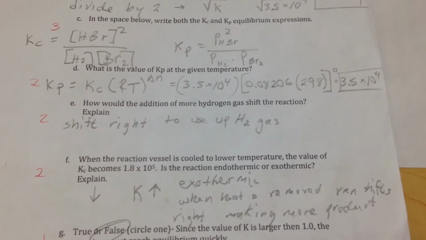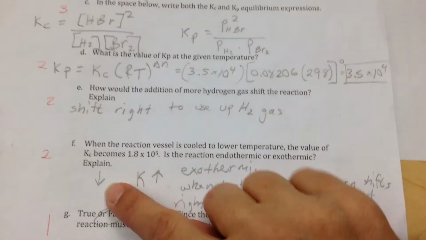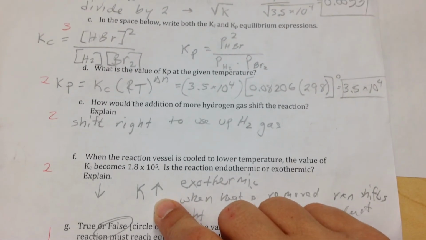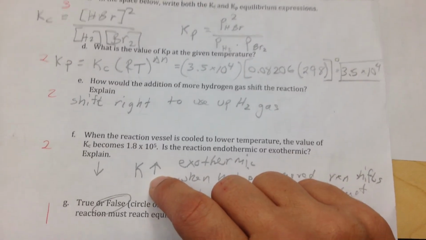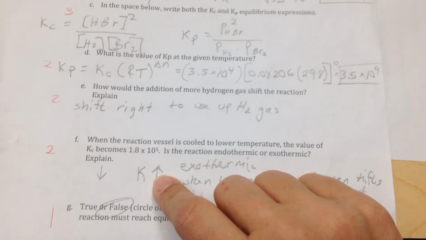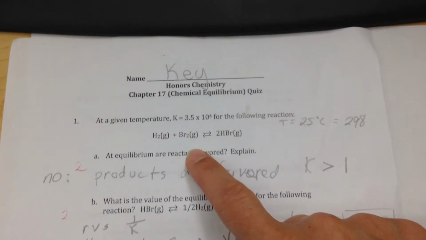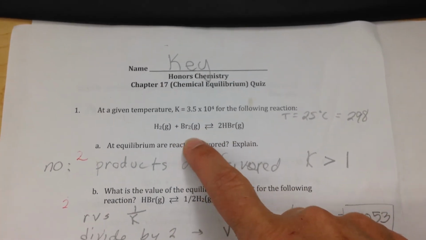Okay. And for part F, when the reaction vessel is cooled to lower temperature, the value of K becomes larger. Okay, that's bigger than the initial. Well, as the temperature goes down, there are more products formed. So you're basically taking energy away and shifting the reaction to the right, making more product. Okay, so we're taking energy away, shifting it to the right.